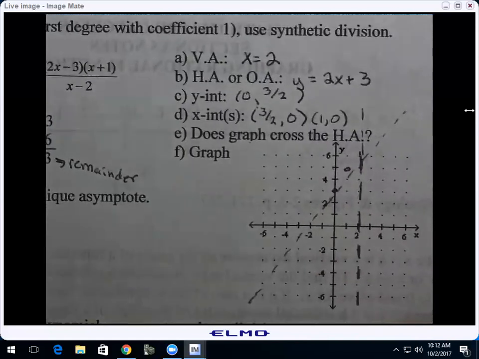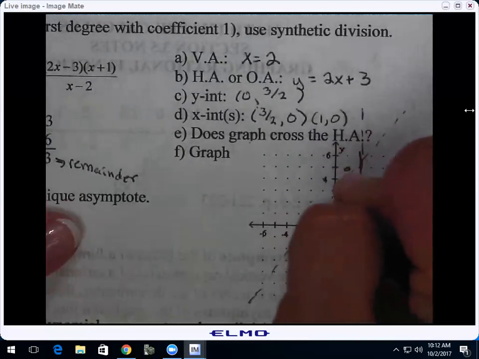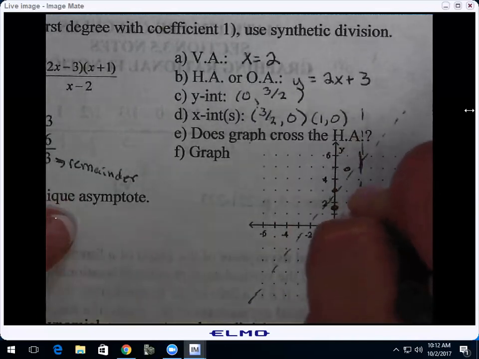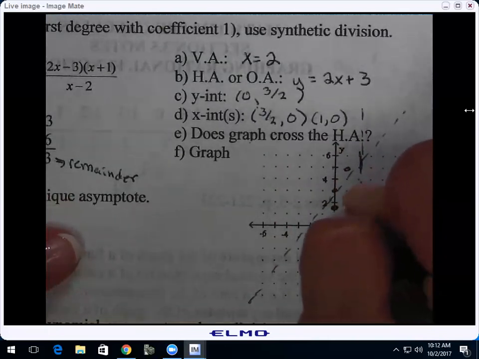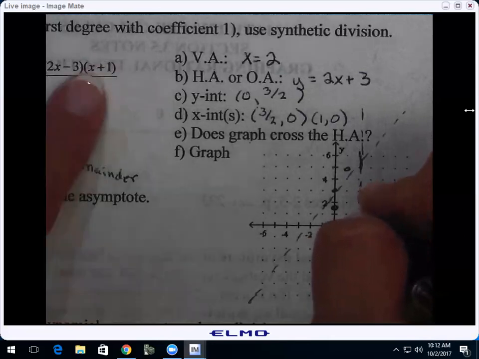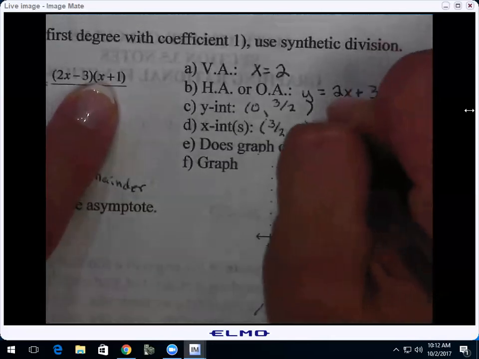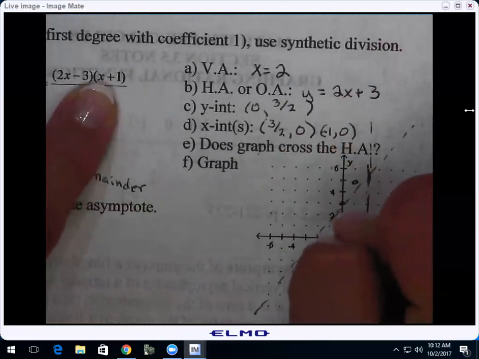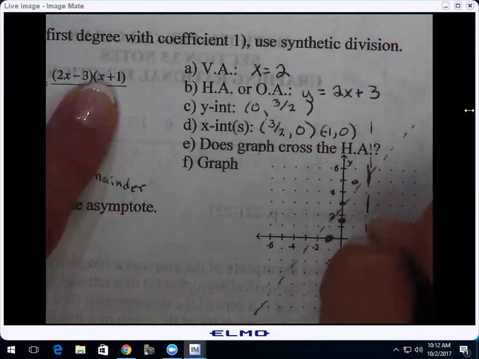Let's go ahead and graph those intercepts. Y-intercept is 0, 1.5. X-intercepts are 1.5, 0, and 1, 0. Something is bugging me. Let me check real quick. Yes, that factor was x plus 1, so that's supposed to be negative 1, 0. Positive 1.5 and negative 1 are your x-intercepts.